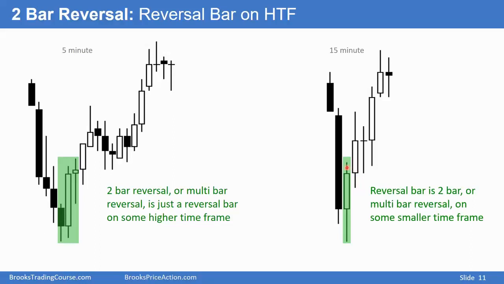And likewise, if you look at a strong reversal bar like this, you know that on some smaller time frame chart, it's a 2-bar reversal or a multi-bar reversal. Whenever I see a 15-minute reversal bar like this, I know that if I look at a 5-minute chart, the reversal took place over at least 3 bars, because a 15-minute chart is made of 3 5-minute bars. And if I look at a 1-minute chart, the reversal took place over 15 bars. So every good reversal bar is a multi-bar reversal on a smaller time frame chart.